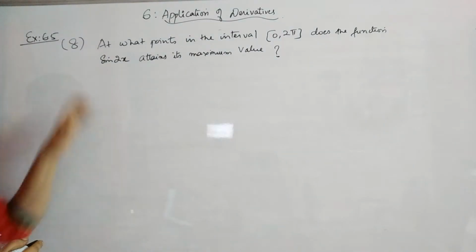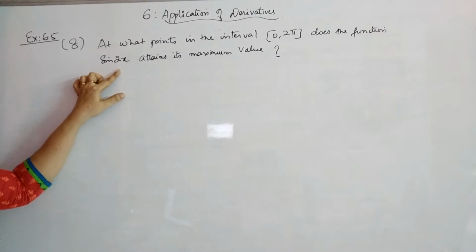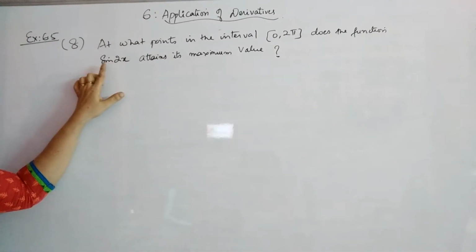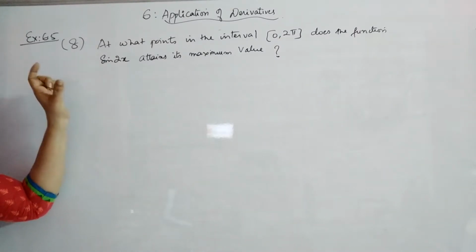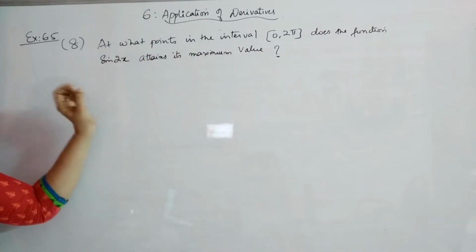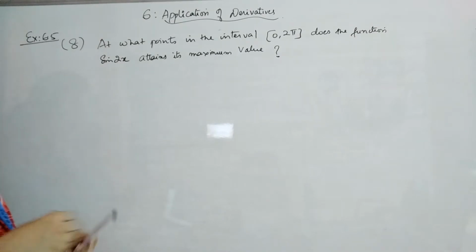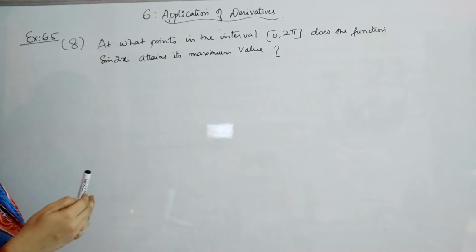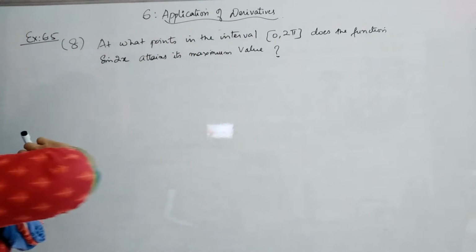Okay, the question is, at what points in the closed interval 0 to pi does the function sine 2x attain its maximum value? So again you have to take the function as f of x equal to sine 2x and find the derivative. At what all points are you getting the maximum value? That means it can be more than one point. So first we will find out from f dash of x equal to 0 the points for x which belongs to the closed interval 0 to pi.